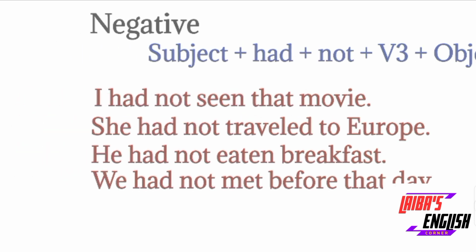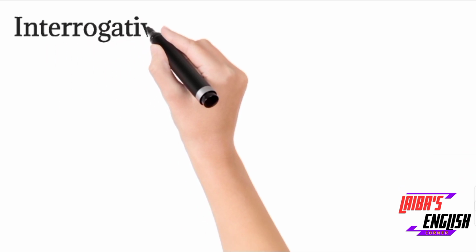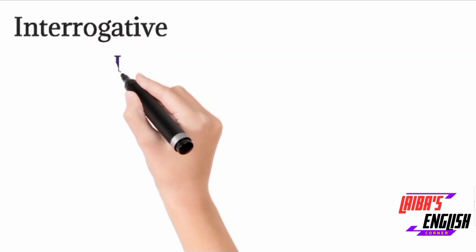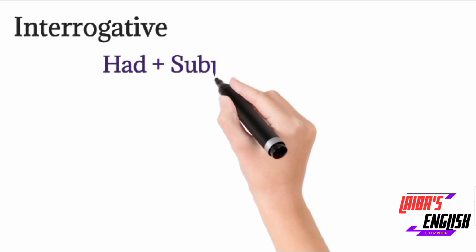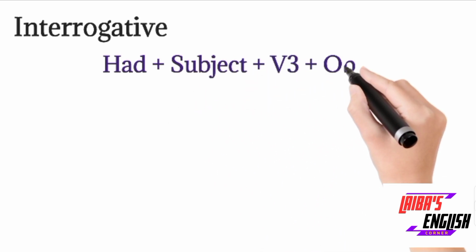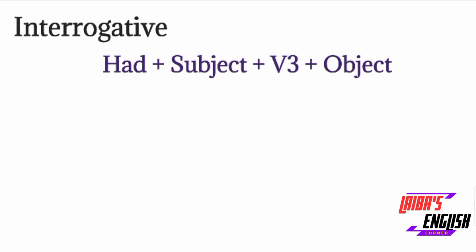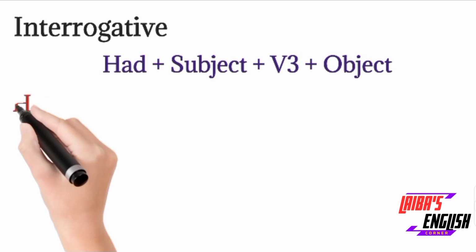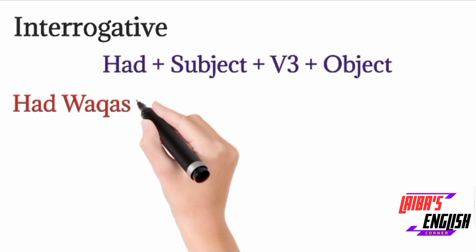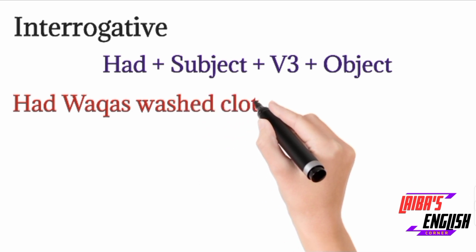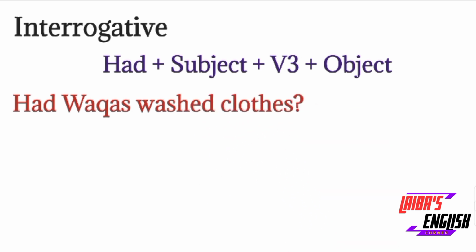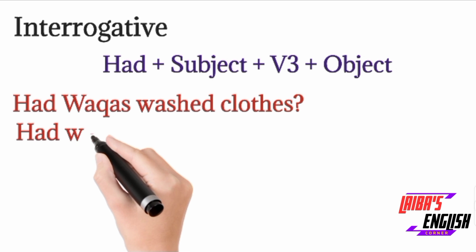Now we will make interrogative of this past perfect tense. In interrogative, we just have to put the helping verb in the start and the other structure remains the same. For example, had plus subject, verb third form, an object, and at the end a question mark. In interrogative, we basically ask a question from someone. So the example is, had Wakas washed clothes? Here had is a helping verb, Wakas is a subject, third form of wash is washed, and clothes is an object.